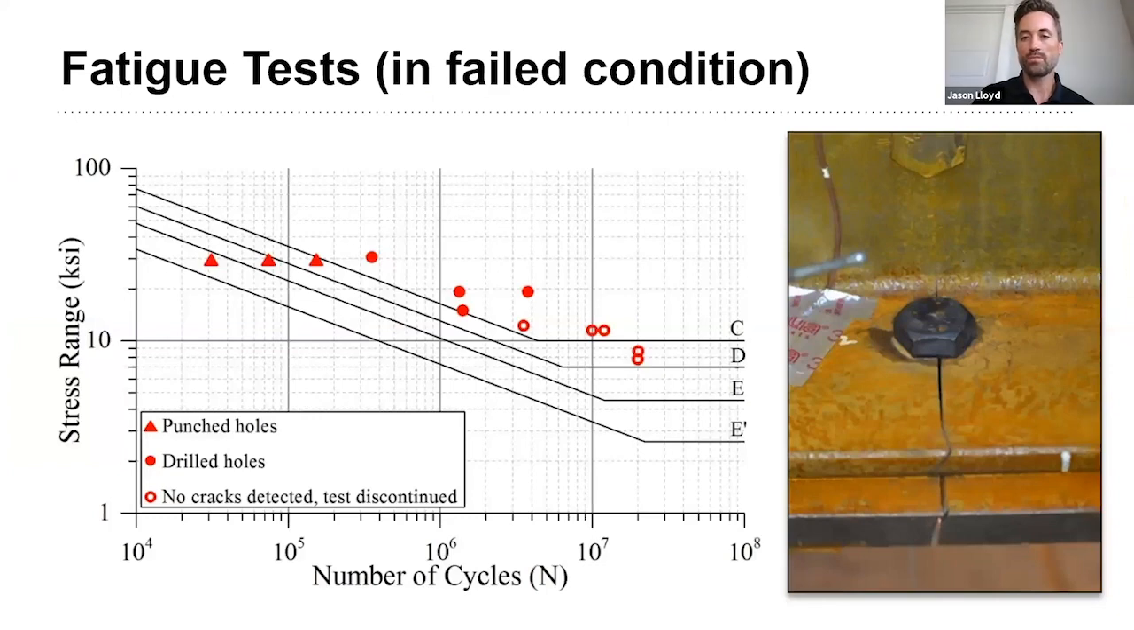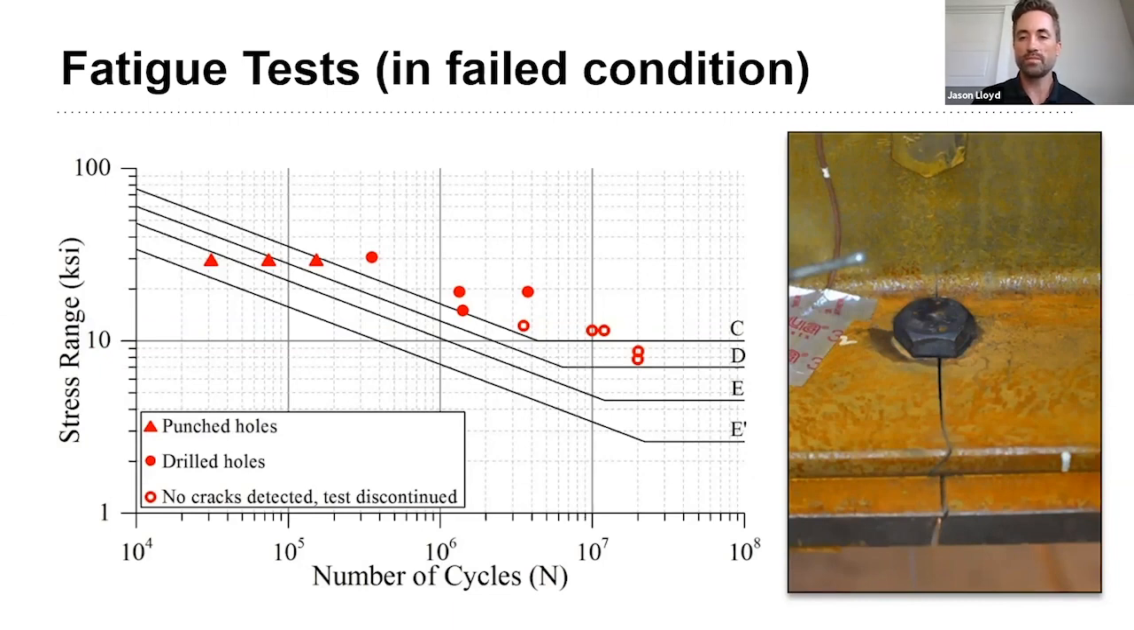A number of specimens were also subjected to fatigue testing following fracture of a component. The plot you see shows some of those results that were plotted with the AASHTO fatigue design curve, having constant amplitude stress range along the vertical axis and the number of cycles along the horizontal axis on a log-log plot.